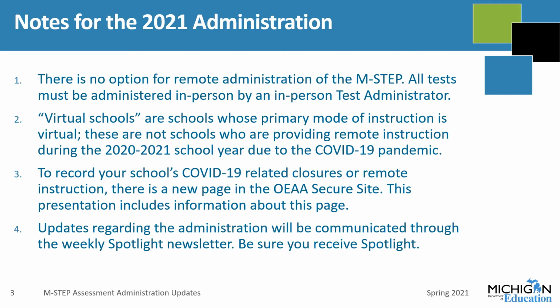Next, there's a new page in the OEAA secure site that allows you to communicate with OEAA about COVID-related school closures. This is a place for documentation and communication, but doesn't impact accountability at all. There's a slide in this presentation where I'll go into more information about the page.